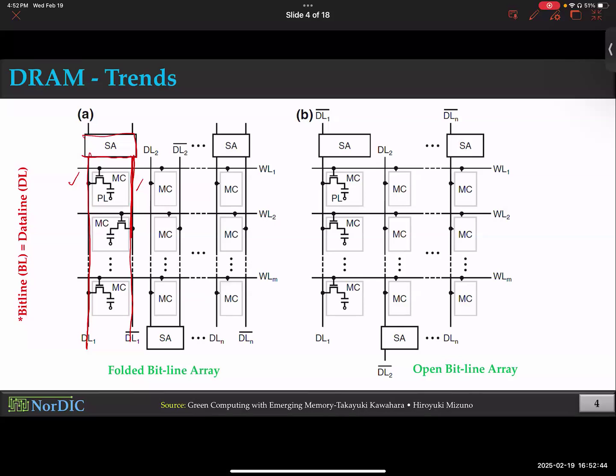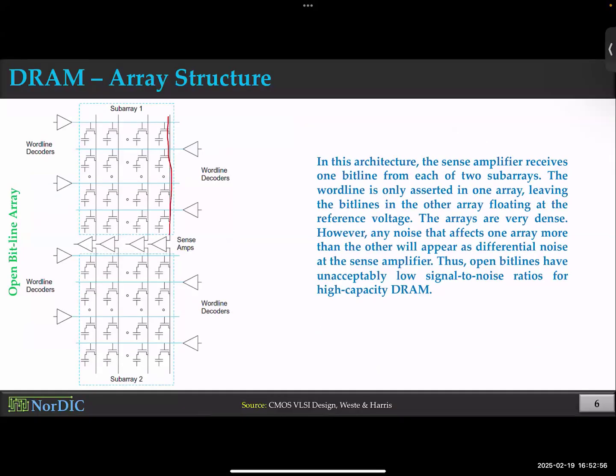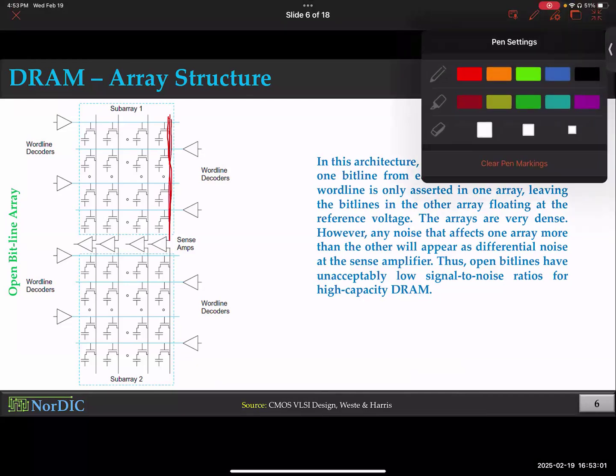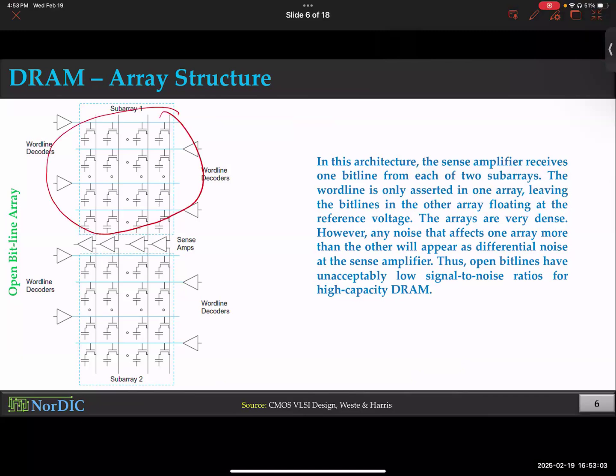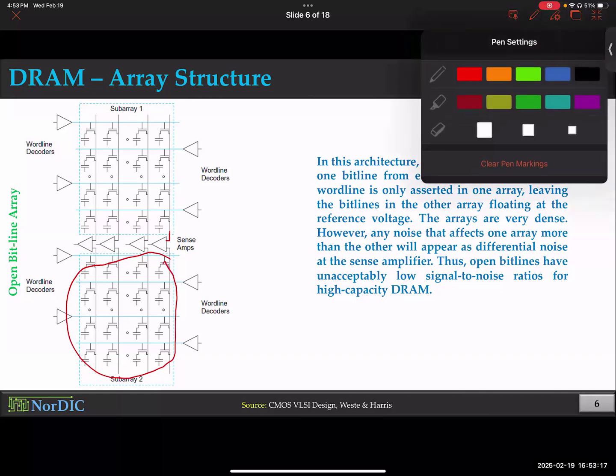To understand this better, let's get to a more detailed view of the array. This is an open bitline situation, where you have all these memory cells connected to the same bitline. This is one block of the array, and this is another block, and you have the sense amplifiers running in between. The way we generate the reference for the sense amplifier is by using one of the blocks as a dummy reference. Let me explain what that means.